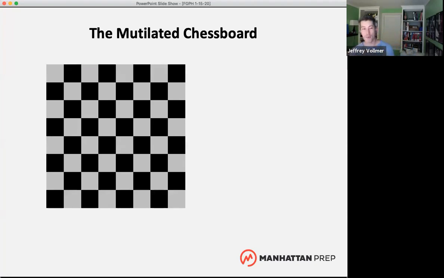But we know what a chessboard is, right? It's this 8x8 layout, 64 squares, right? What I'm going to do is I want to take away opposite corners on this chessboard so it looks a little bit different. Think about this shape now. I guess there's 62 squares because I just took away two.